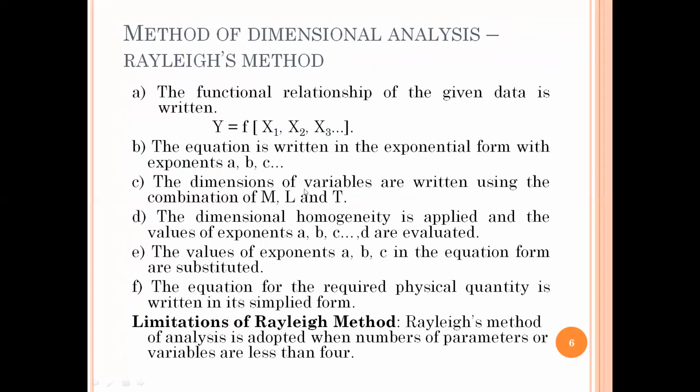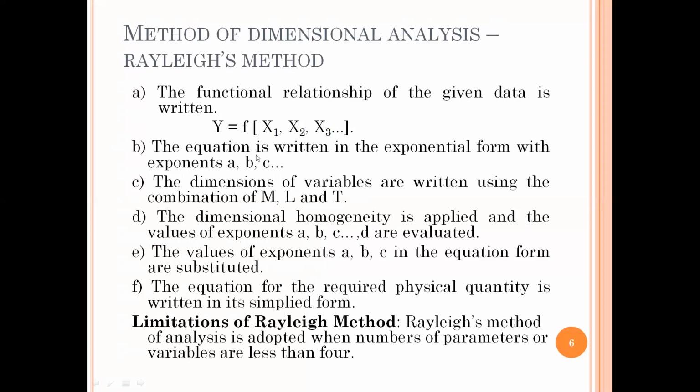Coming to the methodology, I'm first writing the functional relationship of the given data. Here, Y is a dependent variable. X1, X2, X3 are the independent variables for the analysis. Then the equation is written in its exponential form. When I say exponential form, I'm writing the dimensions of each quantity. If x1 is the diameter, then diameter is length, L to the power a. Then the dimensions of variables are written using the combination of M, L, and T, as I told you earlier.